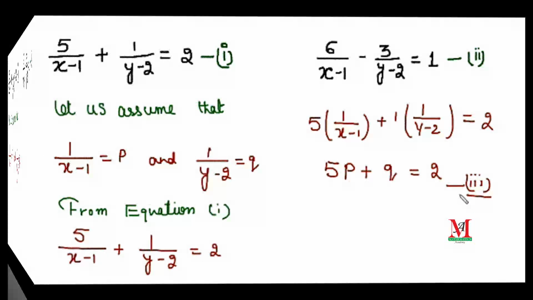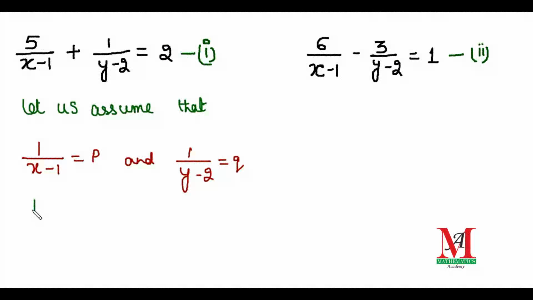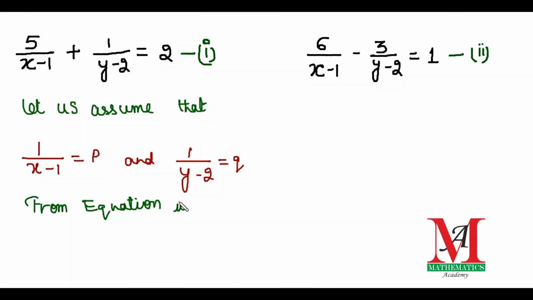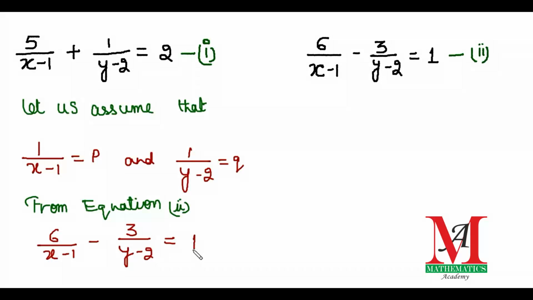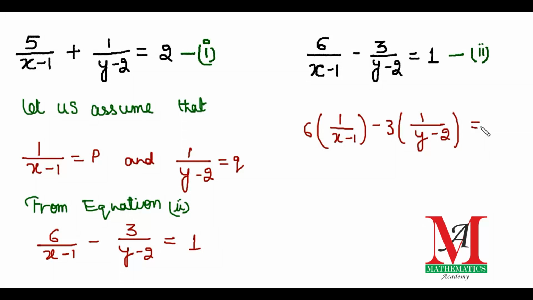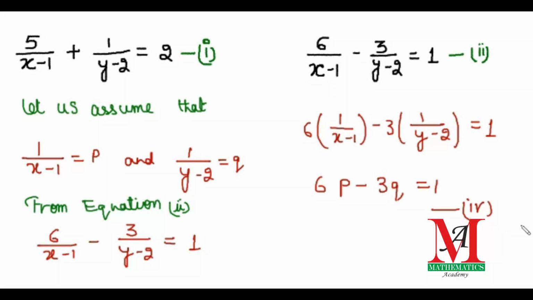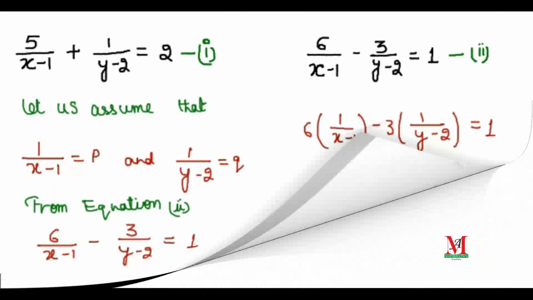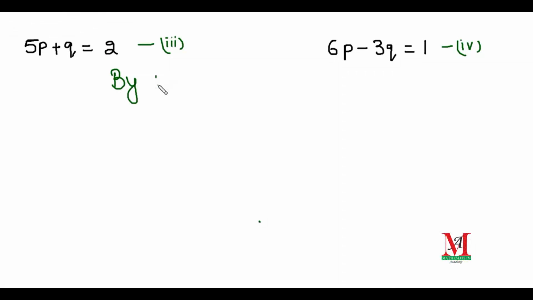Now we solve equation number 2. Writing equation number 2 as 6 upon x minus 1 minus 3 upon y minus 2 is equal to 1. Again, separating the variables from the coefficients, we get the equations as follows. Now putting the values, we get 6p minus 3q is equal to 1, and let it be equation number 4. Now we have the two equations as you see on the screen.